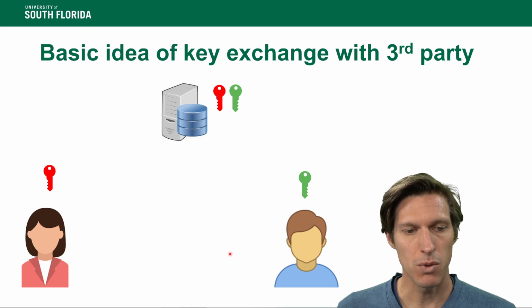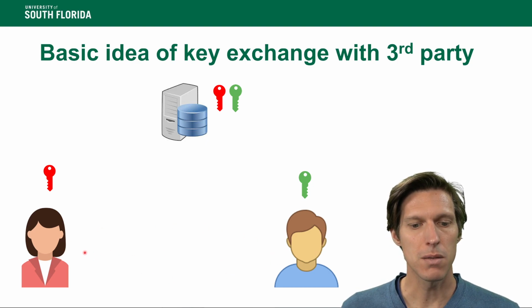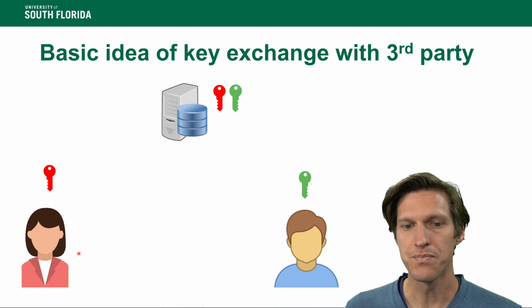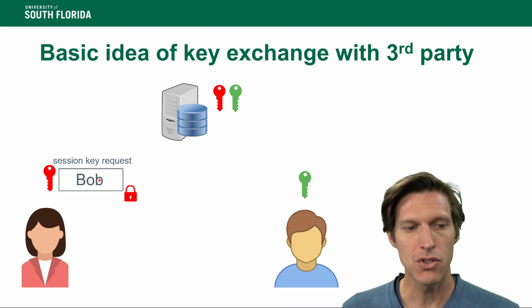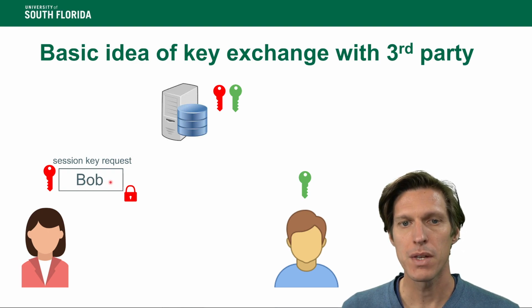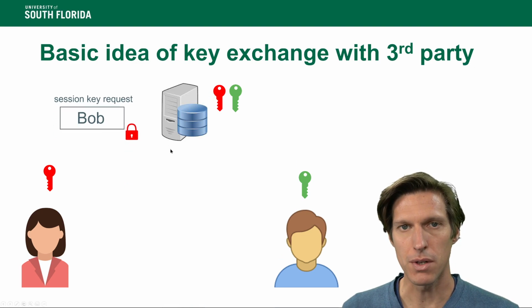But then Alice wants to talk to Bob directly. So there needs to be a new key created so that Bob can talk to Alice. How are we going to do this? Alice will first send a request. She encrypts the name Bob and some information about her intended communication with Bob, with the key she shares with the server, and sends it to the server.